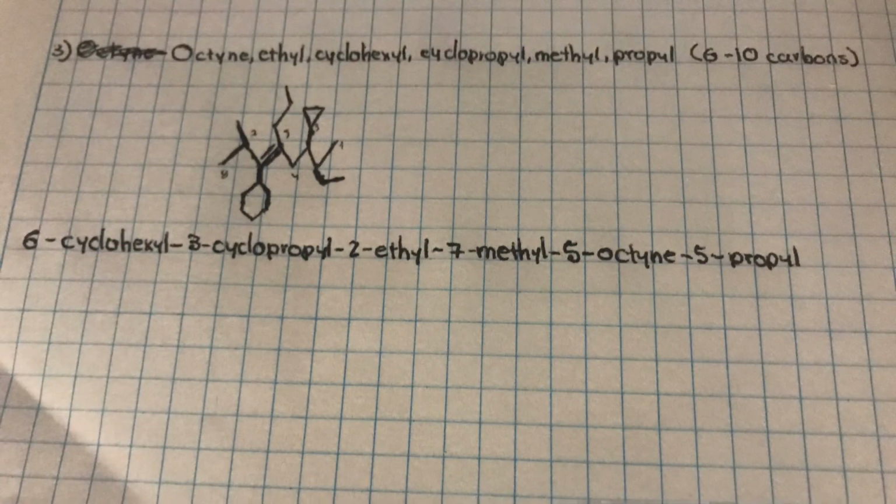So taking all these branches and all these alkanes and alkynes that we have in this skeletal structure, the proper name for this alkyne would be 6 cyclohexyl, since the cyclohexyl is on the 6th carbon, 3 cyclopropyl, since the cyclopropyl is on the 3rd carbon, 2 ethyl, 7 methyl, 5 octyne, since the Y-N-E is because of the triple bond, and 5 propyl.